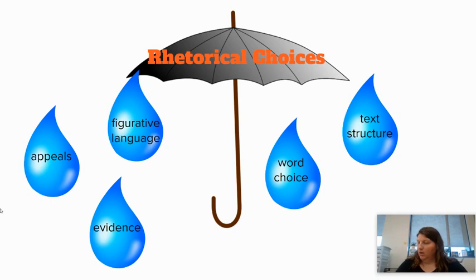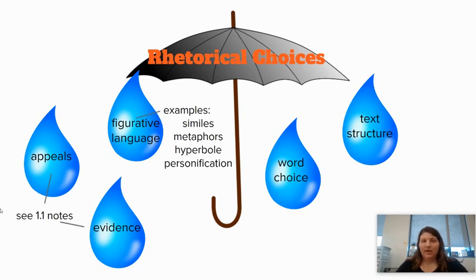Okay, rhetorical choices. On your notes, you have this graphic. These are some rhetorical choices. These are not all of them, but all of these fit under the umbrella of rhetorical choices. Anything that a writer does in order to persuade. And we have talked in the last lesson, 1.1, about appeals and evidence. Figurative language is something that you've been talking about since elementary school. Word choice is something you've been talking about since elementary school. Text structure is something you've been talking about since elementary school. So on your notes, we are going to skip appeals and evidence and just know that you can refer back to your 1.1 notes if you need additional help with that.